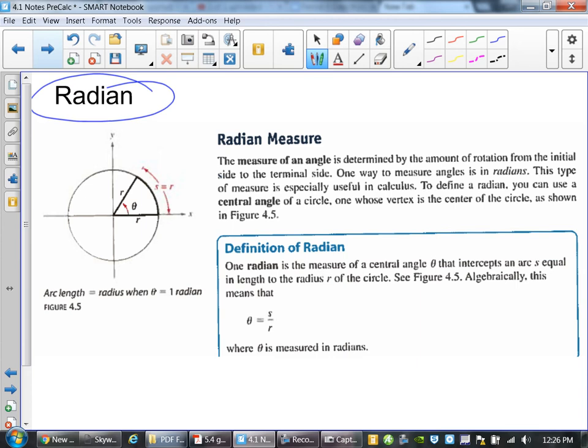So if this side was 2, this side became a 1 here. Using good old Pythagorean theorem, we got root 3 here. So your side ratios were 1, root 3, and 2.